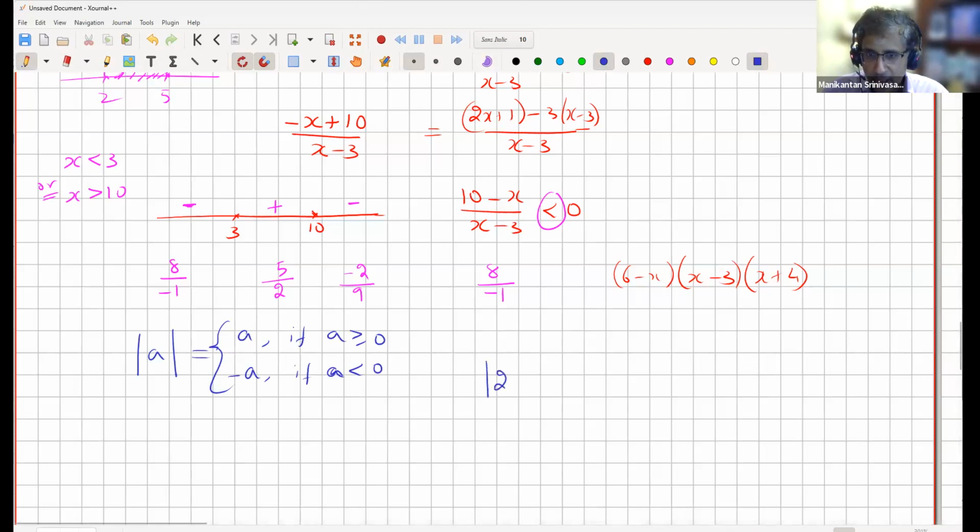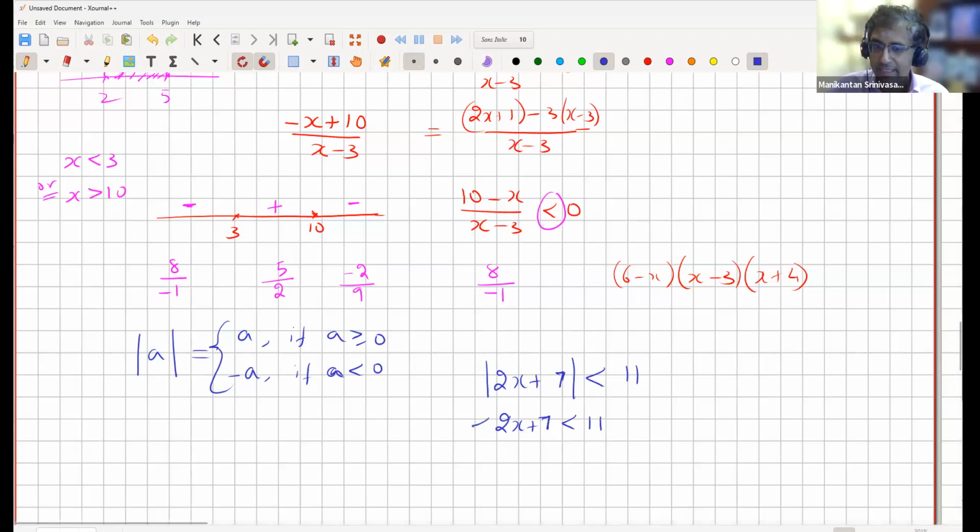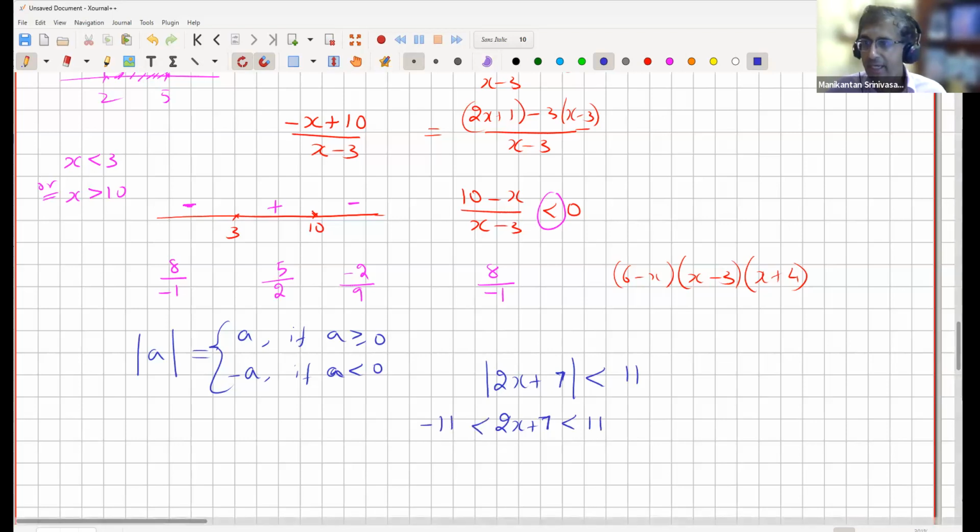So suppose someone asks you to solve for the absolute value of 2x plus 7 to be less than 11. That means 2x plus 7 must be less than 11 and greater than minus 11, because in magnitude it must be less than 11. So it cannot be a stronger negative than minus 11. It has to be a weaker negative than minus 11, meaning numerically it must be between 0 and minus 11, if it's a negative number.